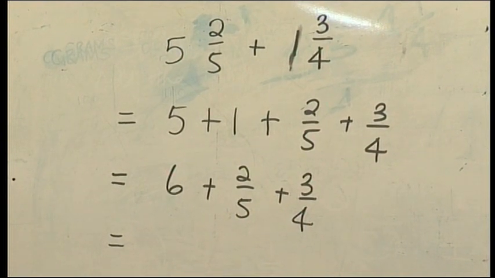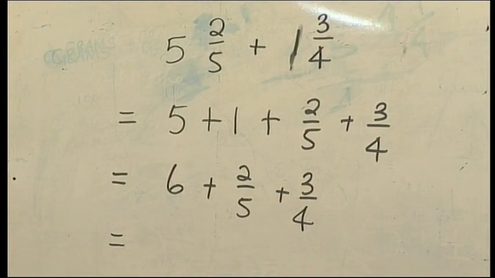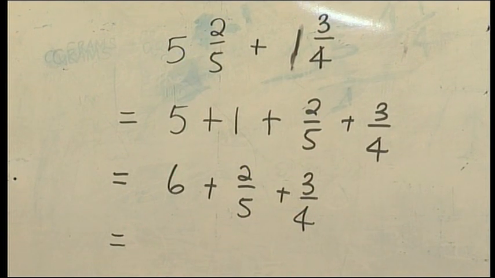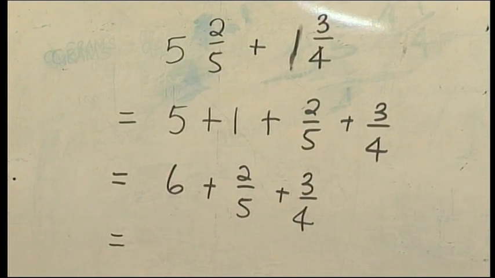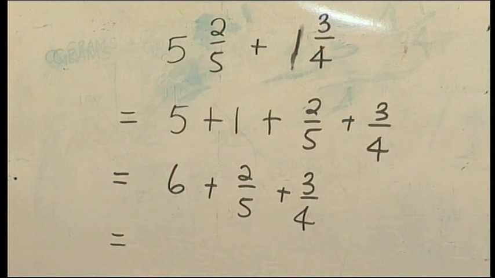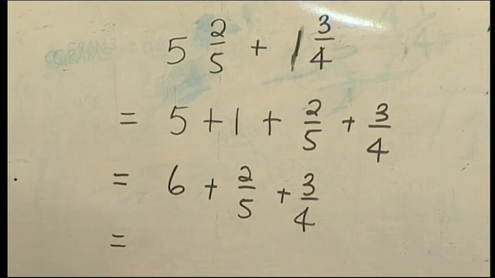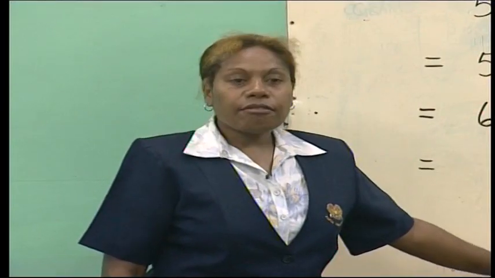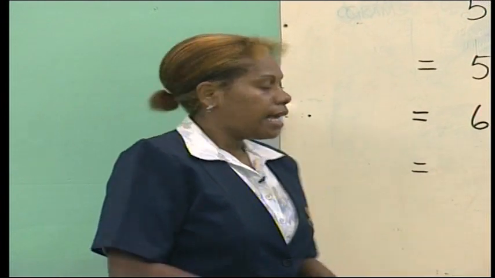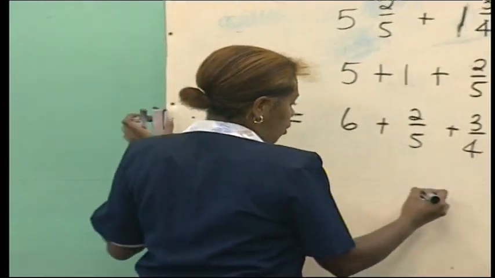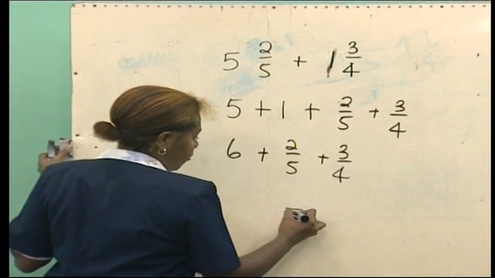Kalen? Find the LCD. Find the LCD of what? The 2 fractions. Okay, which 2 fractions? LCD of which 2 numbers? Okay, 5 and 4. LCD of 5 and 4. So what's the lowest common denominator of 5 and 4?